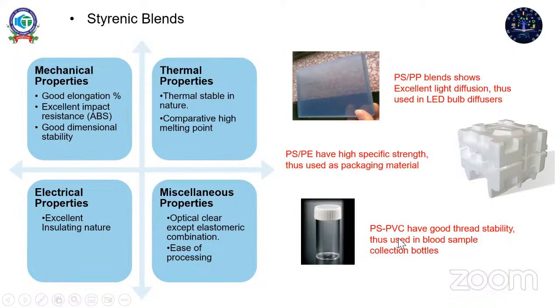Then polystyrene and PVC can be blended to achieve good thread stability in blood sample collection bottles. So thread stability of some of the materials is poor, or the threads get wear and tear. Okay, due to the action of wear and tear, they get worn out. So to avoid it, generally polystyrene is blended with PVC to achieve good thread stability.